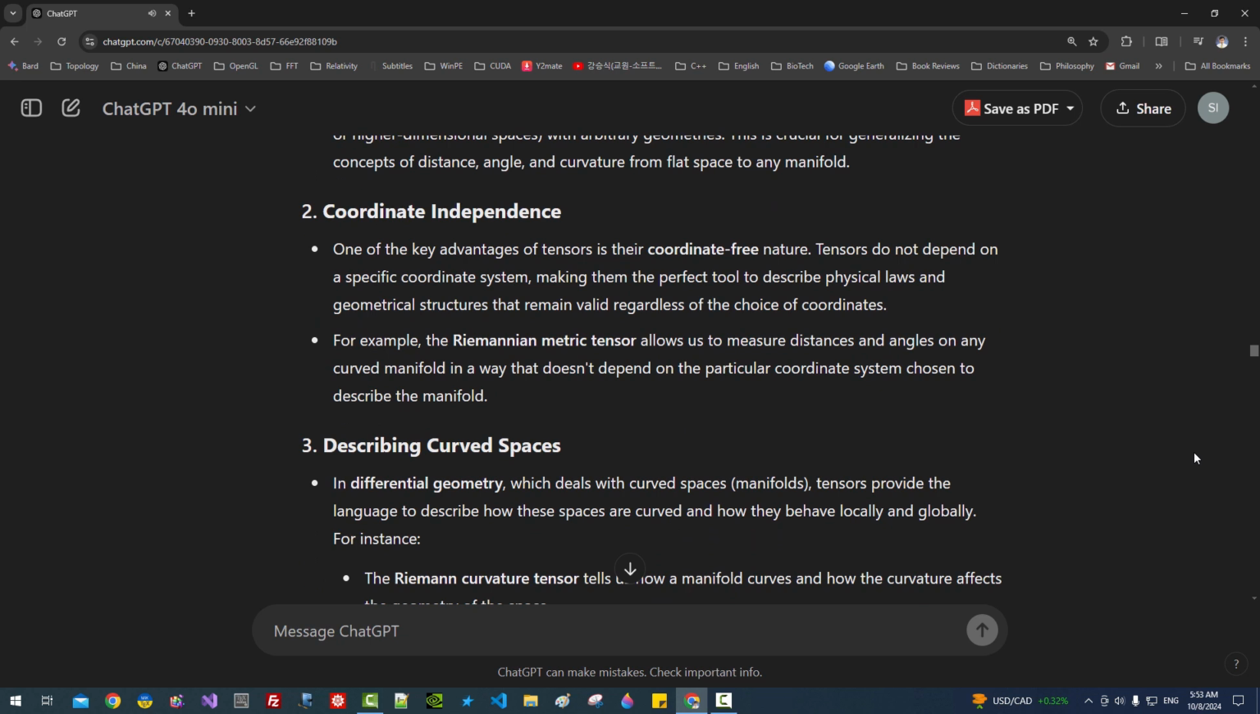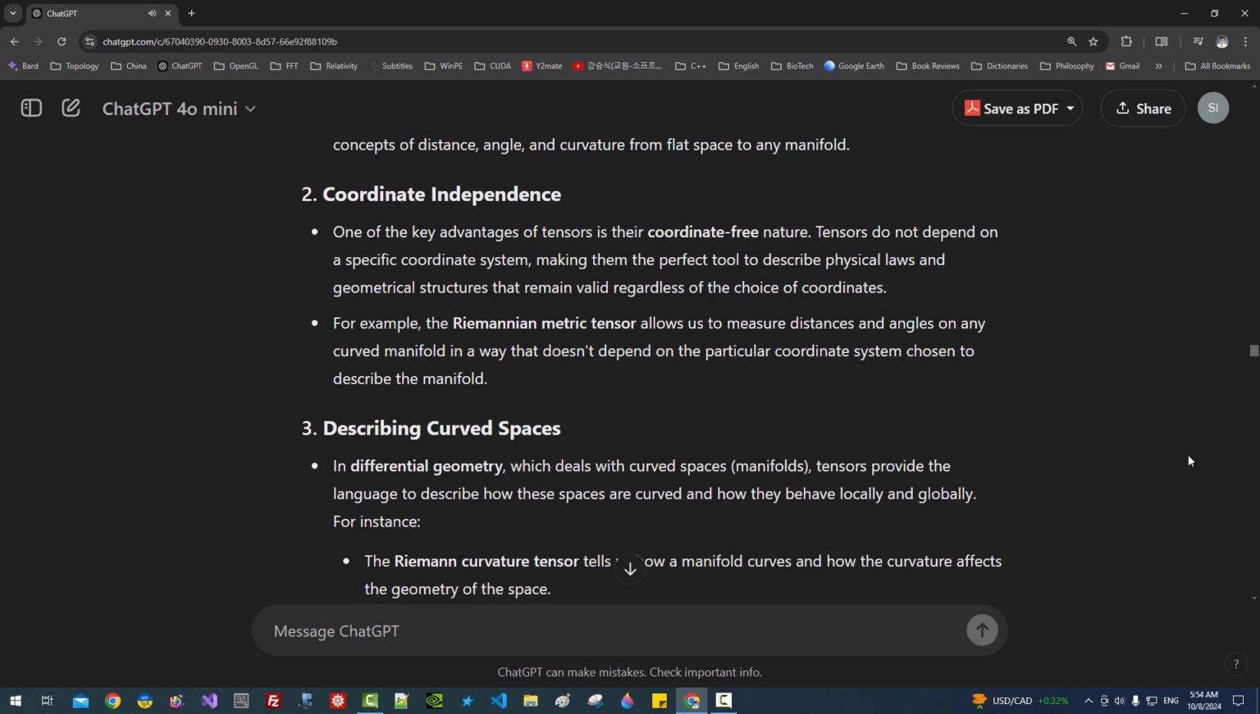2. Coordinate independence. One of the key advantages of tensors is their coordinate-free nature. Tensors do not depend on a specific coordinate system, making them the perfect tool to describe physical laws and geometrical structures that remain valid regardless of the choice of coordinates. For example, the Riemannian metric tensor allows us to measure distances and angles on any curved manifold in a way that doesn't depend on the particular coordinate system chosen to describe the manifold.